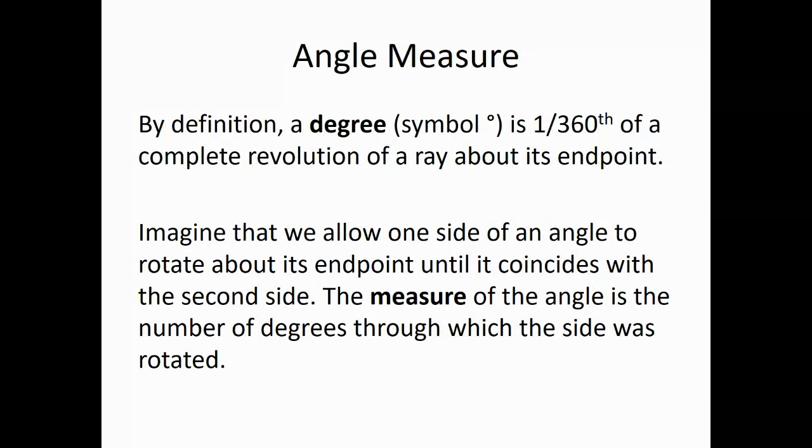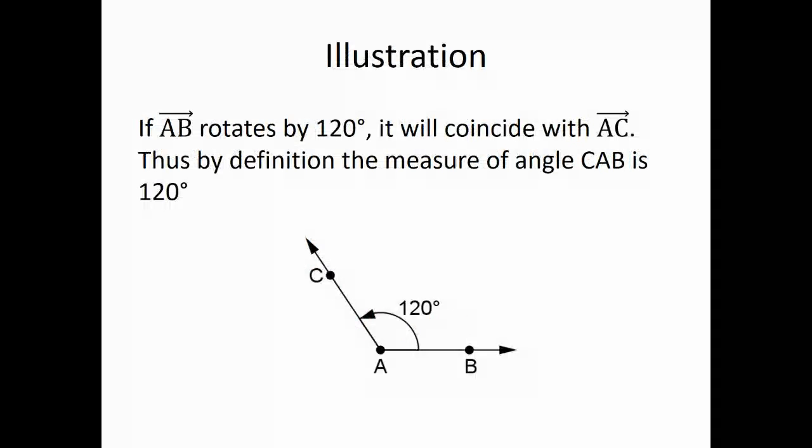And what you are to imagine here is that we have a ray anchored at its endpoint, and it's allowed to spin about that endpoint. And we say that if we go 1/360th of a complete revolution around that endpoint, that is precisely 1 degree. And that is our unit of angle measure. It is the degree.